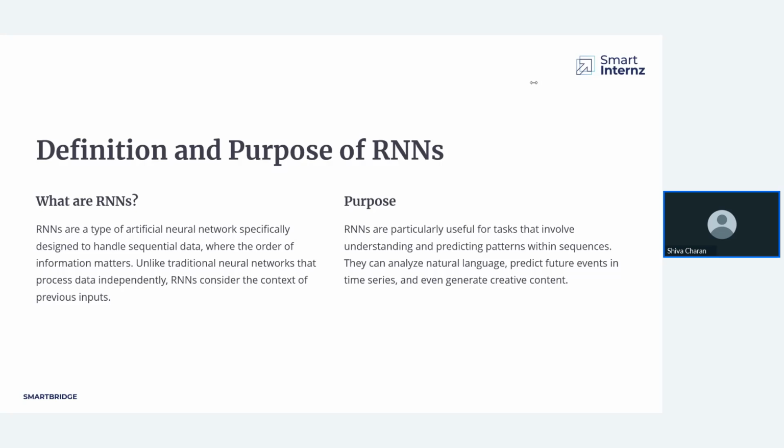And it says, where the order of the information matters. So in the sequential data also, the order of the information matters. And again, unlike traditional neural networks that process data independently, RNN will consider the context of the previous inputs. So RNNs are also a type of neural network, but they are designed to handle sequential data where the order does matter. Why does the order of the information matter? Because it will be going in a sequential manner.